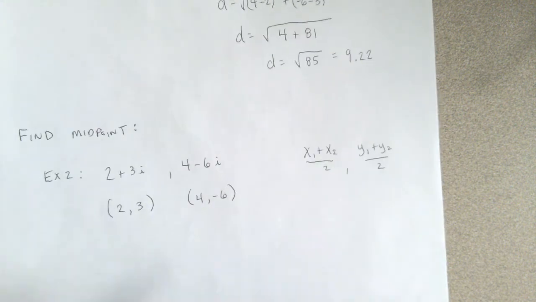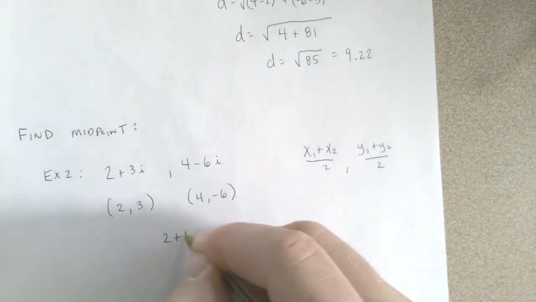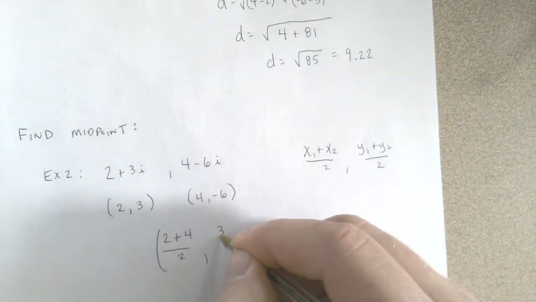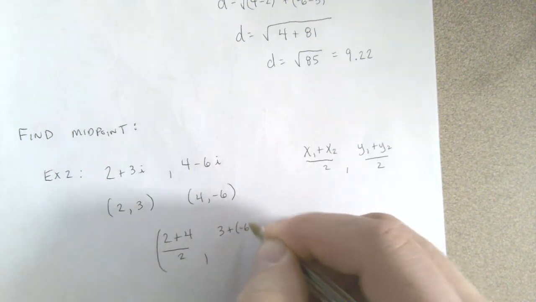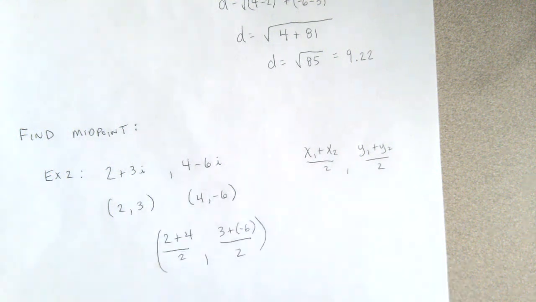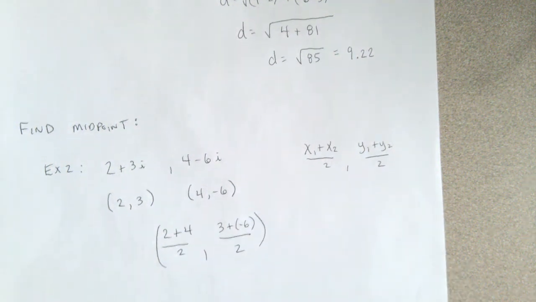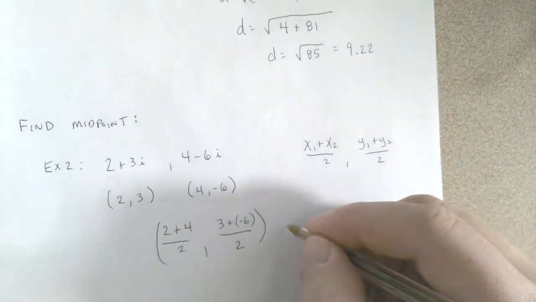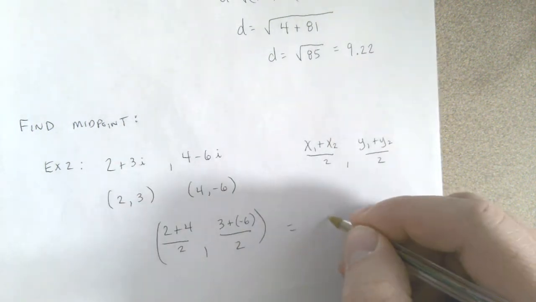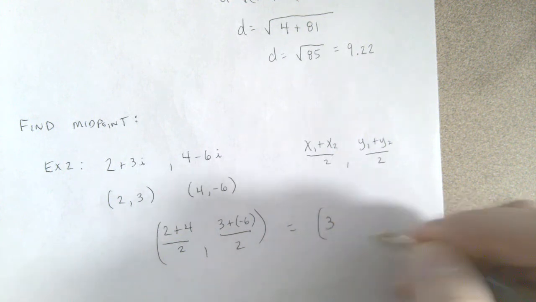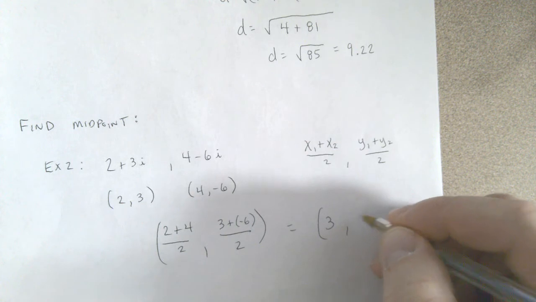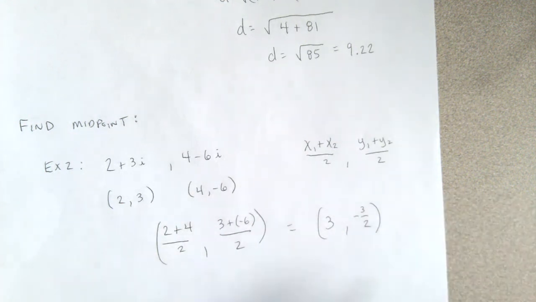So in this problem, I'm going to do 2 plus 4 over 2, 3 plus a negative 6 over 2. So our midpoint would simply be 6 over 2, or 3, and negative 3 over 2, or negative 1.5.